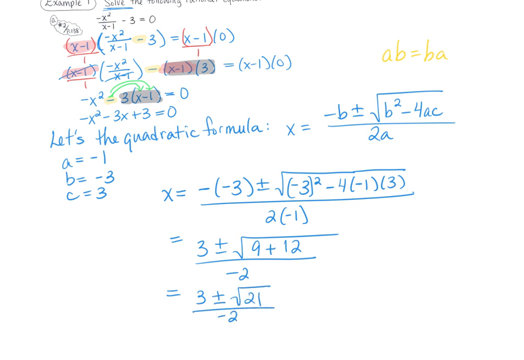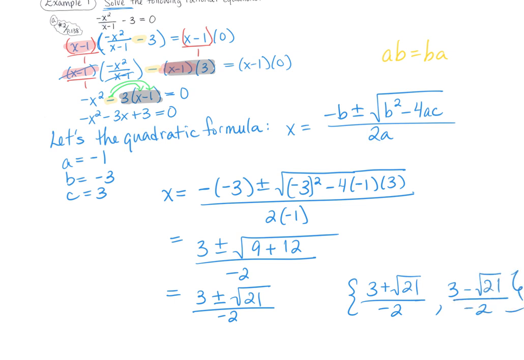Is there a perfect square inside of 21? No. 21 is what times what? 7 times 3. So neither one is a perfect square, so we cannot simplify this. So your solutions will be 3 plus the square root of 21 over negative 2, or 3 minus the square root of 21 over negative 2.